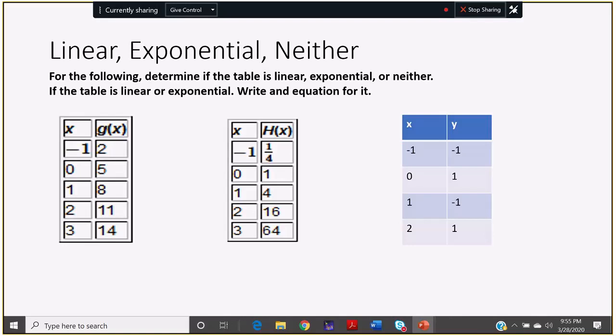So I've got 3 tables here, and kind of my goal is to say, okay, is there a pattern in the table? And then the second question would be, what type of pattern would that be? Is it linear, exponential, or neither?